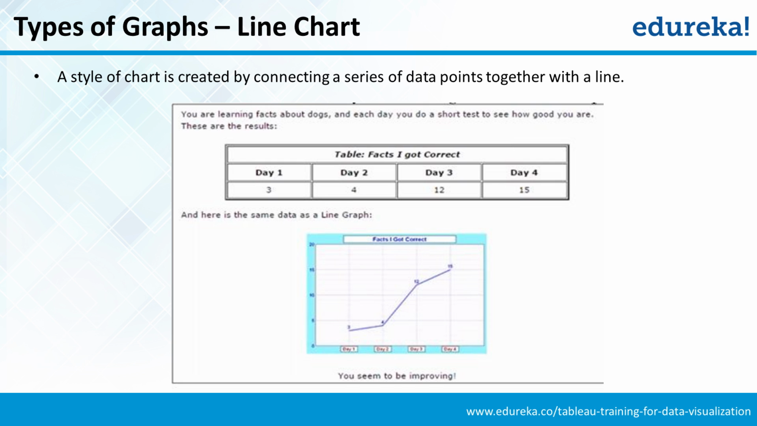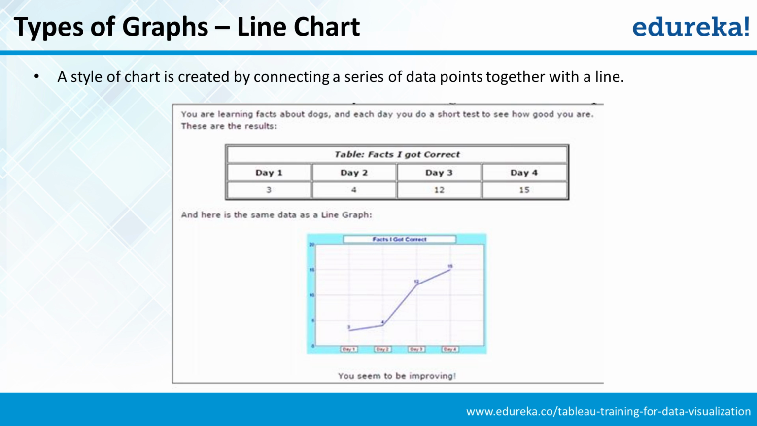So how a line chart looks like, here is an example. Let's say we are trying to learn facts about dogs, and each day we are performing a short test and seeing how good we are getting. So day 1 we were able to guess 3 facts correctly, day 2 4 facts, day 3 12 facts, day 4 15 facts. We plot that using a line graph, day 1, day 2, day 3, day 4, and we see that we are getting better at guessing the facts about dogs. Okay, so this is how a line chart will help us identify trends in data.